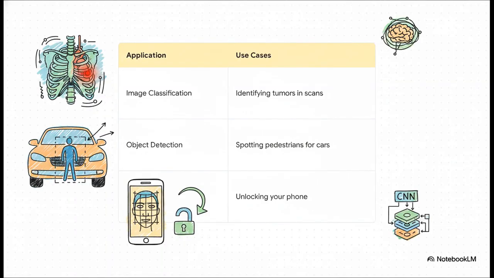So where is this stuff in the real world? Everywhere. It's in medical scans that can spot diseases way more accurately than a human can. It's in a self-driving car identifying a pedestrian. It's how your phone unlocks just by looking at you. Seriously, this isn't some far-off sci-fi concept. It's technology you're probably using every single day, and it's all powered by CNNs.